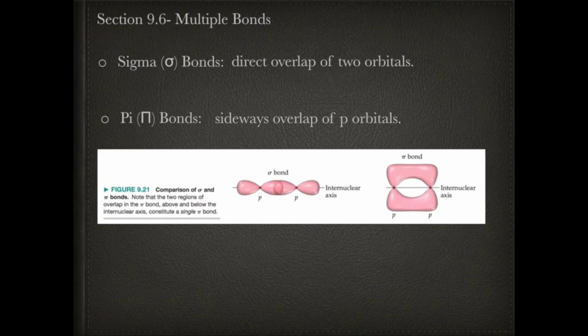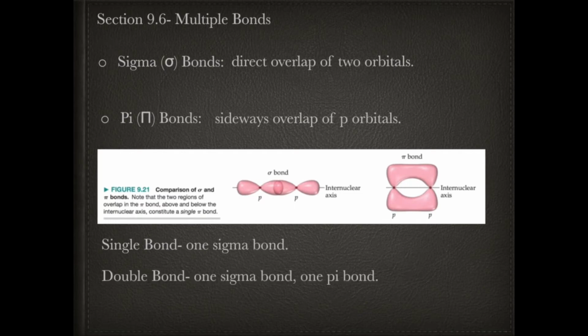Now for determining when you have a sigma bond or when you have a pi bond, it's actually really easy. If you have a single bond, you are simply going to have one sigma bond. If you have a double bond, you will have one sigma bond and one pi bond. And if you have a triple bond, you are going to have one sigma bond and two pi bonds. So it's really nice and easy to predict what types of bonds you're going to have when you have multiple bonds.